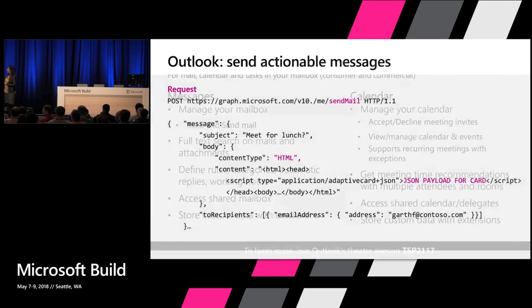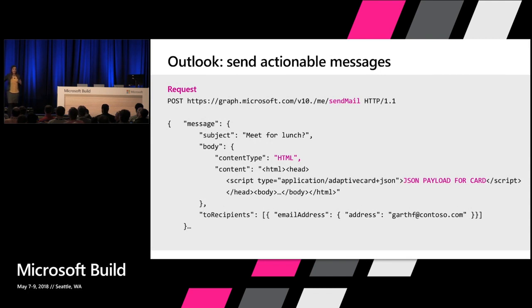OK, and the API that I'm going to highlight for Outlook is sending actionable messages. So using the Microsoft Graph, you can send an actionable message in Outlook. Actionable messages are built using adaptive cards. If you've heard about adaptive cards throughout the conference, adaptive cards are supported across different renderers, and one of them is Outlook. You can send an adaptive card that has an action, and users can take action right within their inbox.